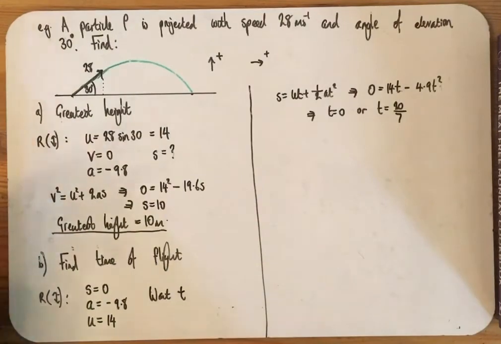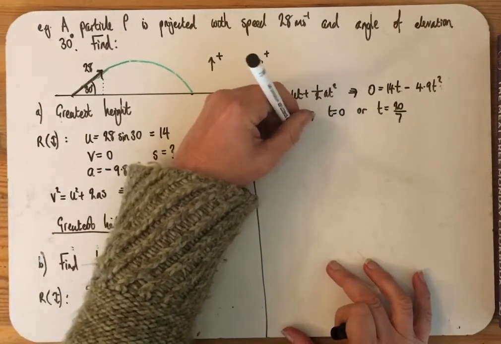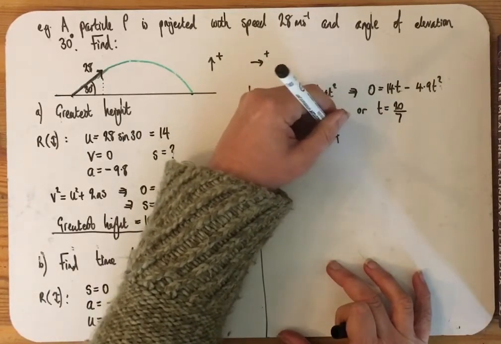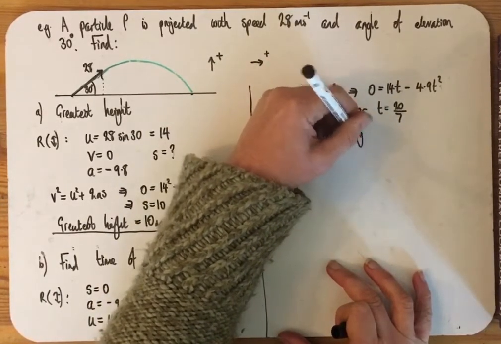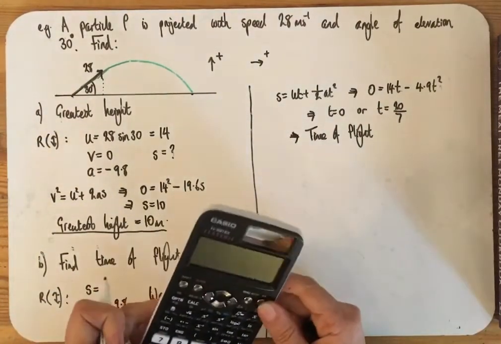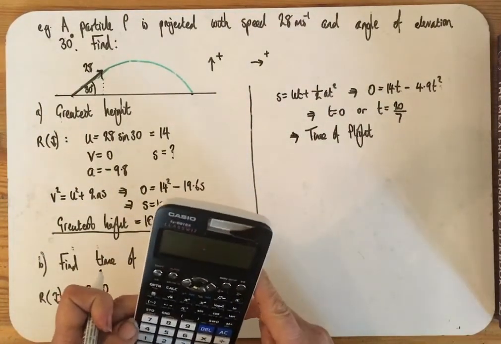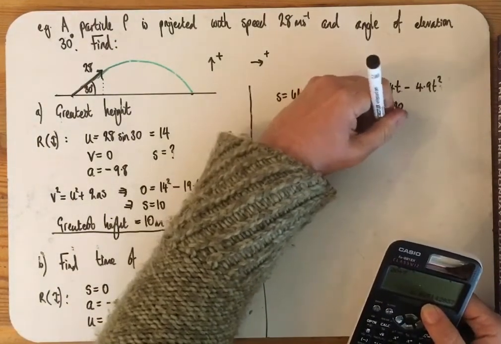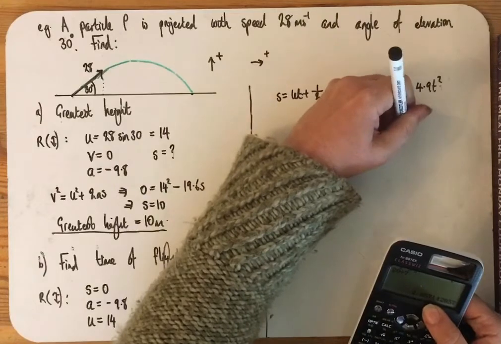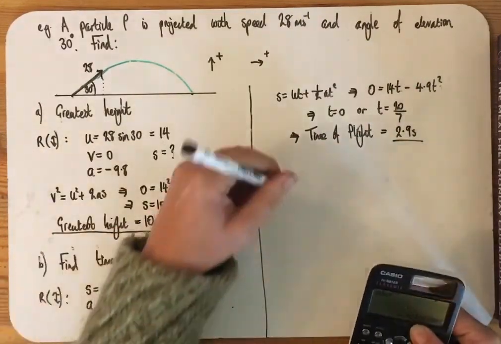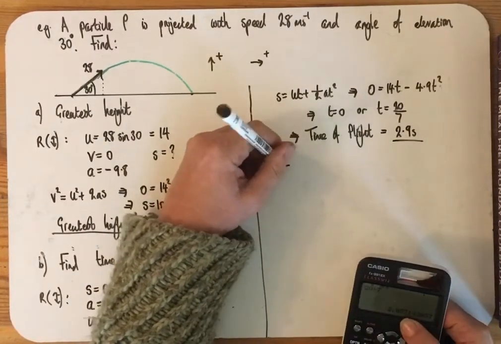So time of flight, and remember, you mustn't give your answers to more than 3 sig fig in mechanics or you will lose your answer marks, and I will have to be fussy about that. So what I would do, 20 divided by 7, 2 sig figs is better, because g is to 2 sig fig, so 2.9 seconds. And then for the last one, we want the range.